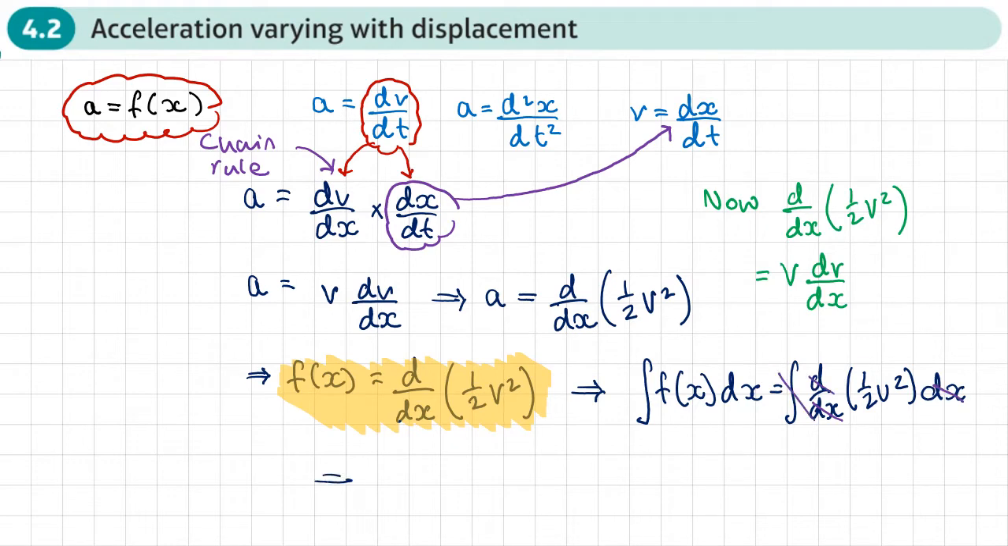And this is going to be very useful. We can now say that if I integrate the function of x, the acceleration, that is going to be equal to half v squared. So we want to start with this statement here, set our function of x, the acceleration, equal to d dx of half v squared, then the next step is going to be to integrate both sides.